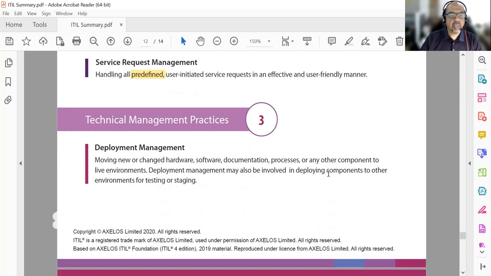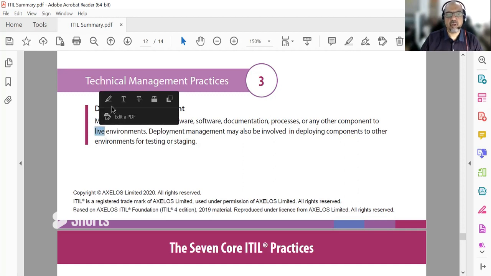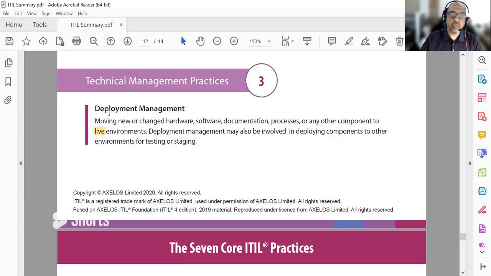Third category, technical management practices. And here we have the deployment management. In the deployment management, we will move new or changed hardware, software, documentation, processes, or any other components to the live environment. So the difference between deployment and release is the product ready.